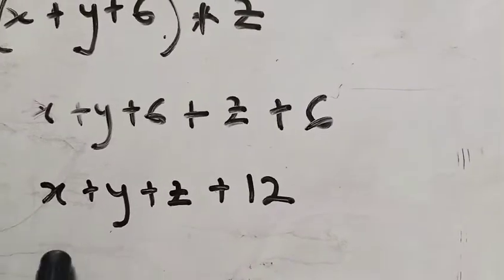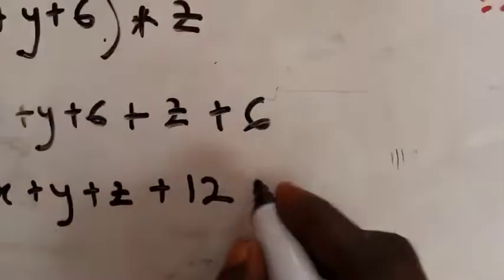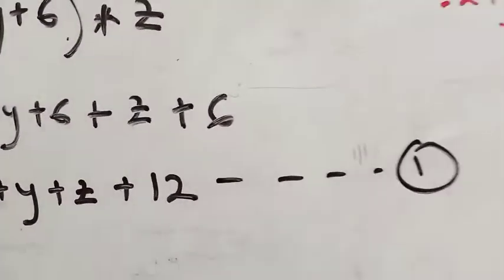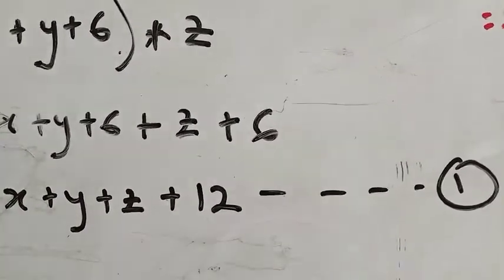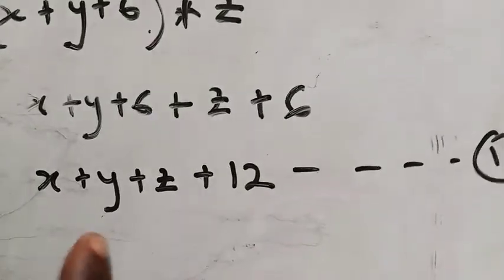At this point, you cannot do anything again. So this one will be our first expression. So we are naming this one expression one, right? So maybe question one or expression one. Is that okay? So this is what we have. Now this will be for the left hand side.